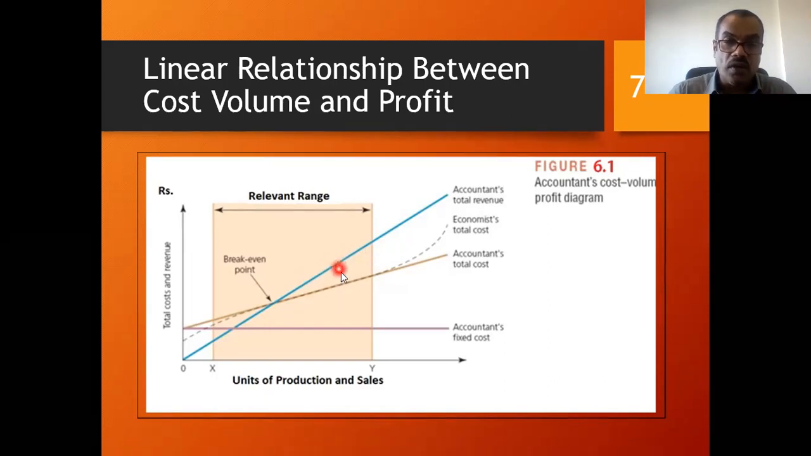Why? Your total revenue is greater than the total cost. And any point just below this break-even point will result in a loss for you. Why? Your total revenue is less than the cost. Cost is greater than the revenue. So it is a very simple argument. We need to know this point and try to be in this region if you want to make profits.